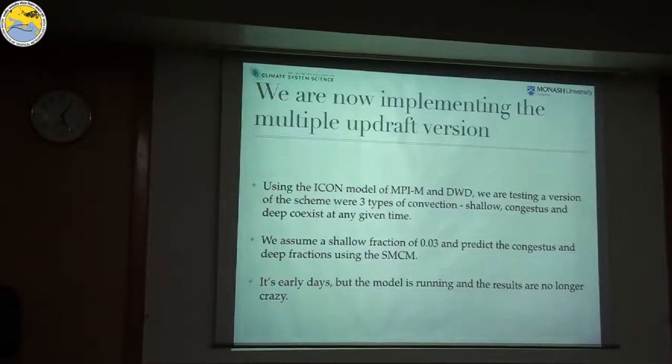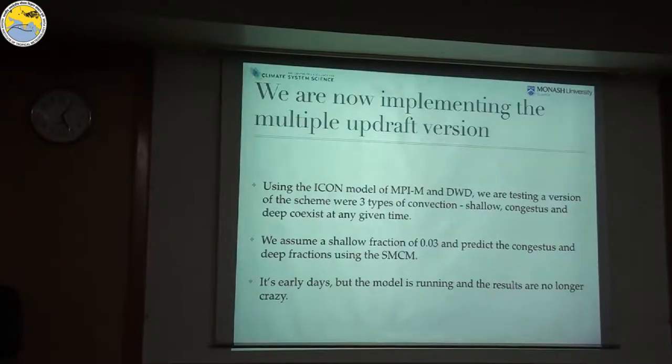So we are currently implementing the multiple updraft version of this. This is the last slide, and I don't have results yet. So we use the ICON model now instead of the ECHAM model, which was the previous generation of Max Planck models. And we have 3 types. We are assuming 3 types of convection: shallow, congestus, and deep.